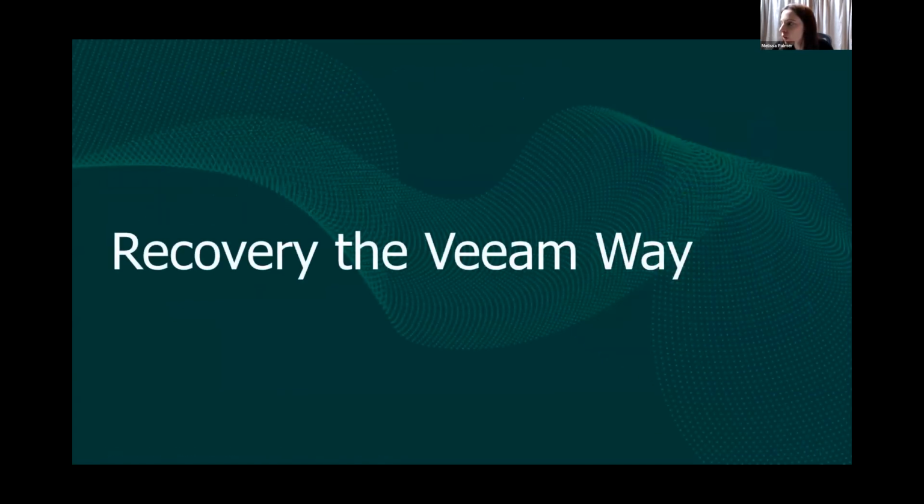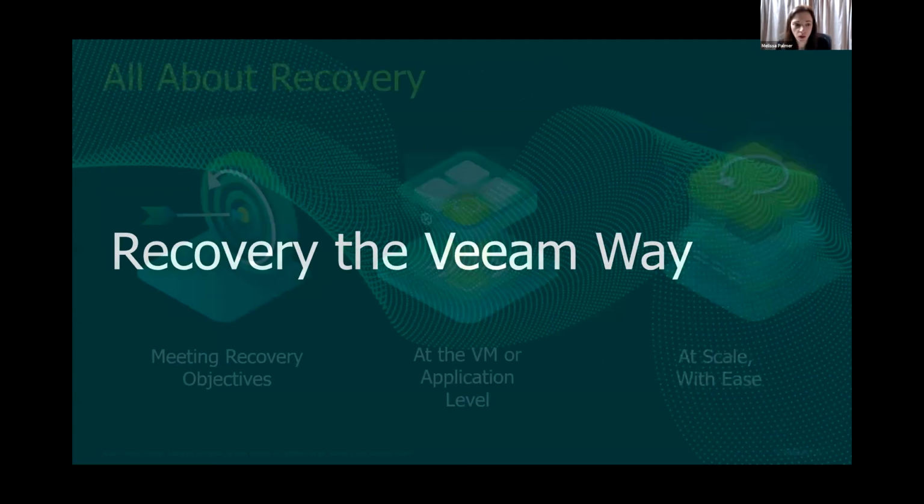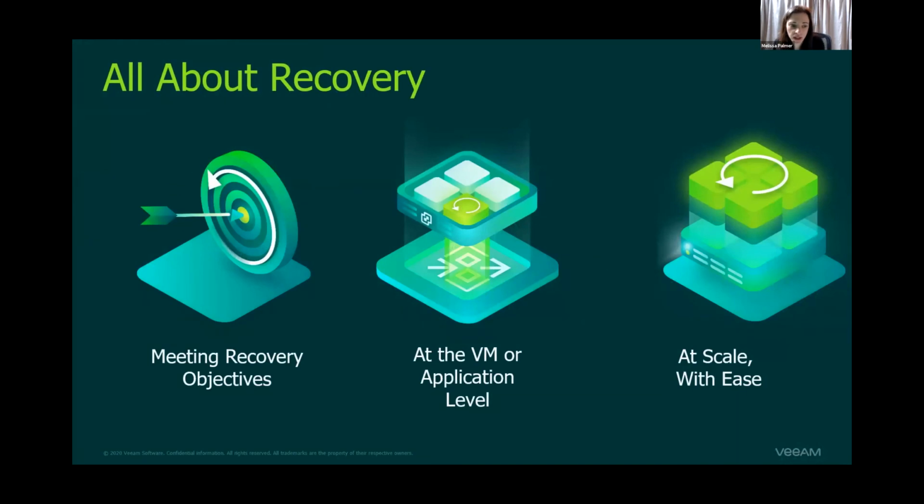Now I just want to quickly browse over recovery, the Veeam way. I have a couple slides. Some of them Gordon did a great job covering, but what it really boils down to is recovery is about meeting recovery objectives at a VM or application level, right? If a VM fails, I want to be able to recover it. If a whole app fails, I want to be able to recover it, and at scale with ease. If my whole data center goes down, I want to recover that too.